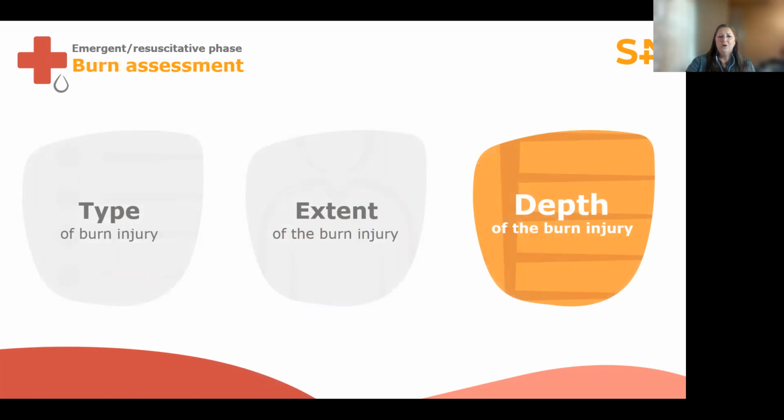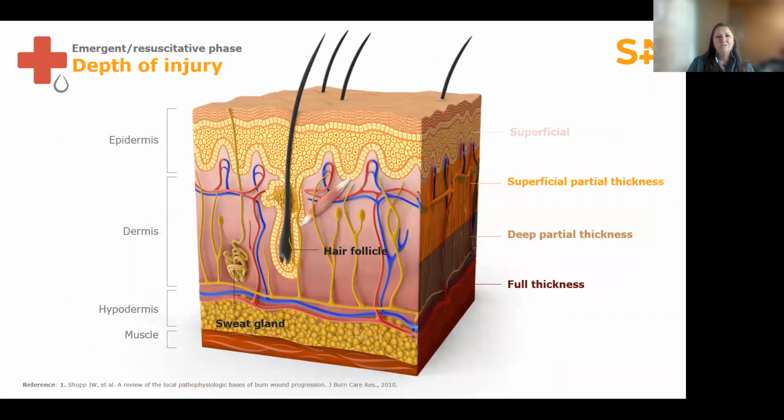Let's talk a little bit more about assessment and the final step, which is the depth of the injury. So I left this in here, and most of us may have seen this. This is Jackson's view, or Zone of Stasis view, of the depth of injury. This is showing the epidermis, dermis, hypodermis, and muscle. And it's a great indicator of what we refer to in burn as superficial, superficial partial thickness, deep partial thickness, and full thickness. When you get to full thickness, we're down past all those hair follicles into the fascia.